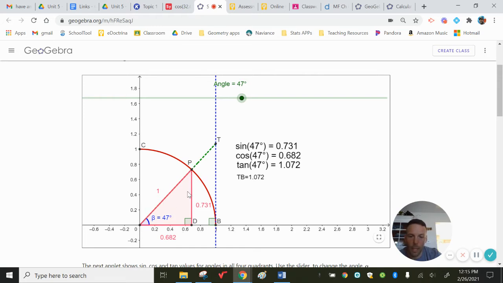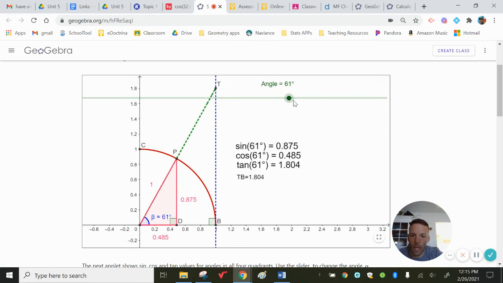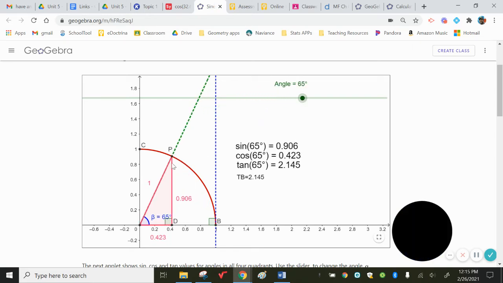And what you notice is the sine of that angle is equal to 0.731 in this case, where 0.731 is the length of this vertical side. And the cosine is 0.682, which is the length of this horizontal side. So, and no matter where I adjust the angle, the sine is always the vertical side, and the cosine is always the horizontal side. Now, that's fairly obvious to see.